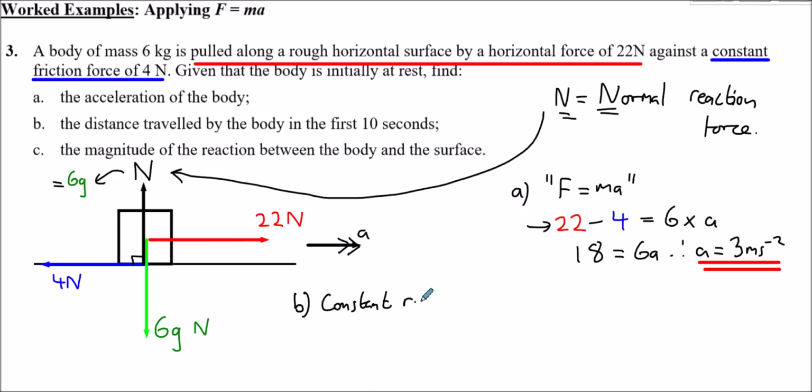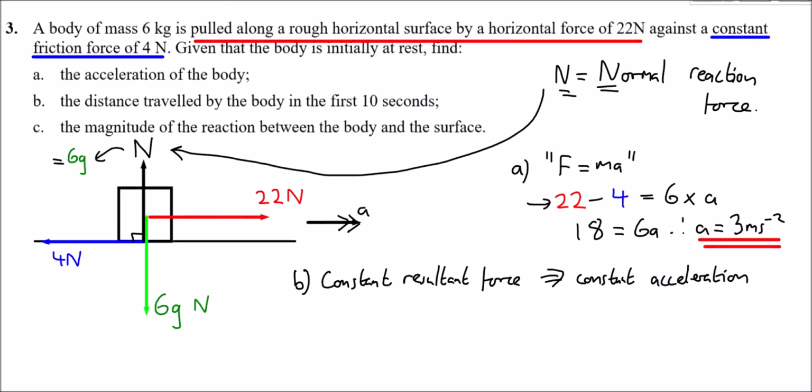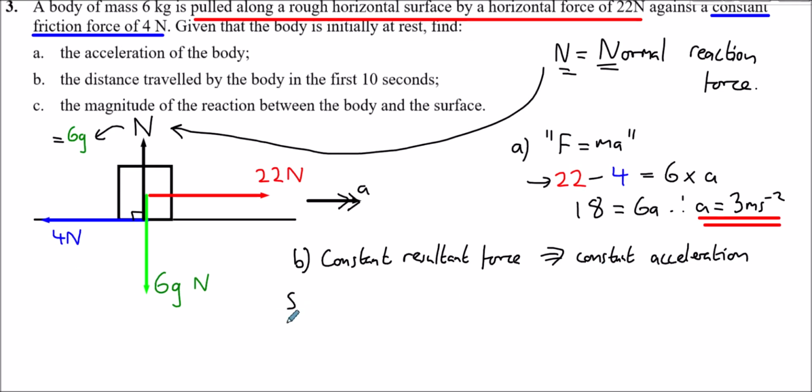So constant resultant force, that's going to imply a constant acceleration. And you should know by now, if the acceleration is constant, we can apply the SUVAT formulae. So that's what we're going to do here. We're going to use SUVAT and fill in what we know.